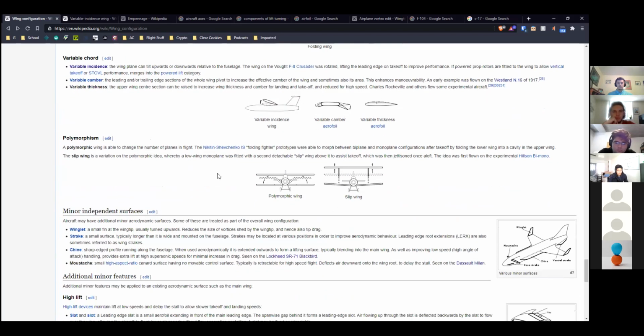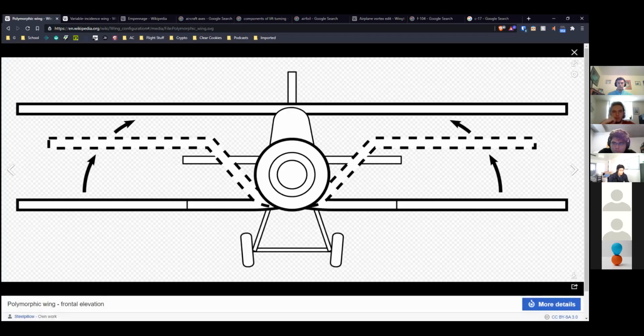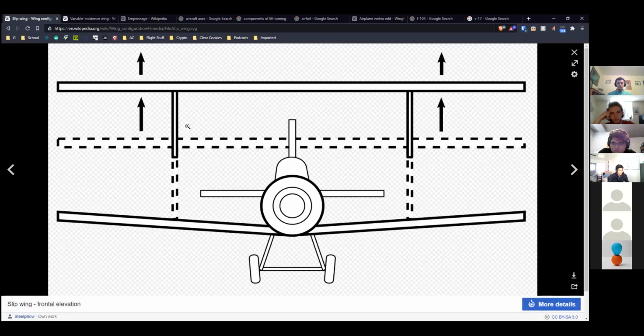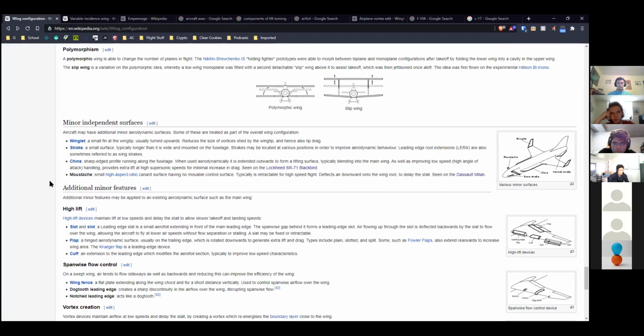Polymorphic wings are an old school thing for when you wanted your biplane to fold up into a more convenient shape, or you were like, oh, I'm going to take off with 2 wings. Psych, I only have 1 wing now. Not a thing we really use.